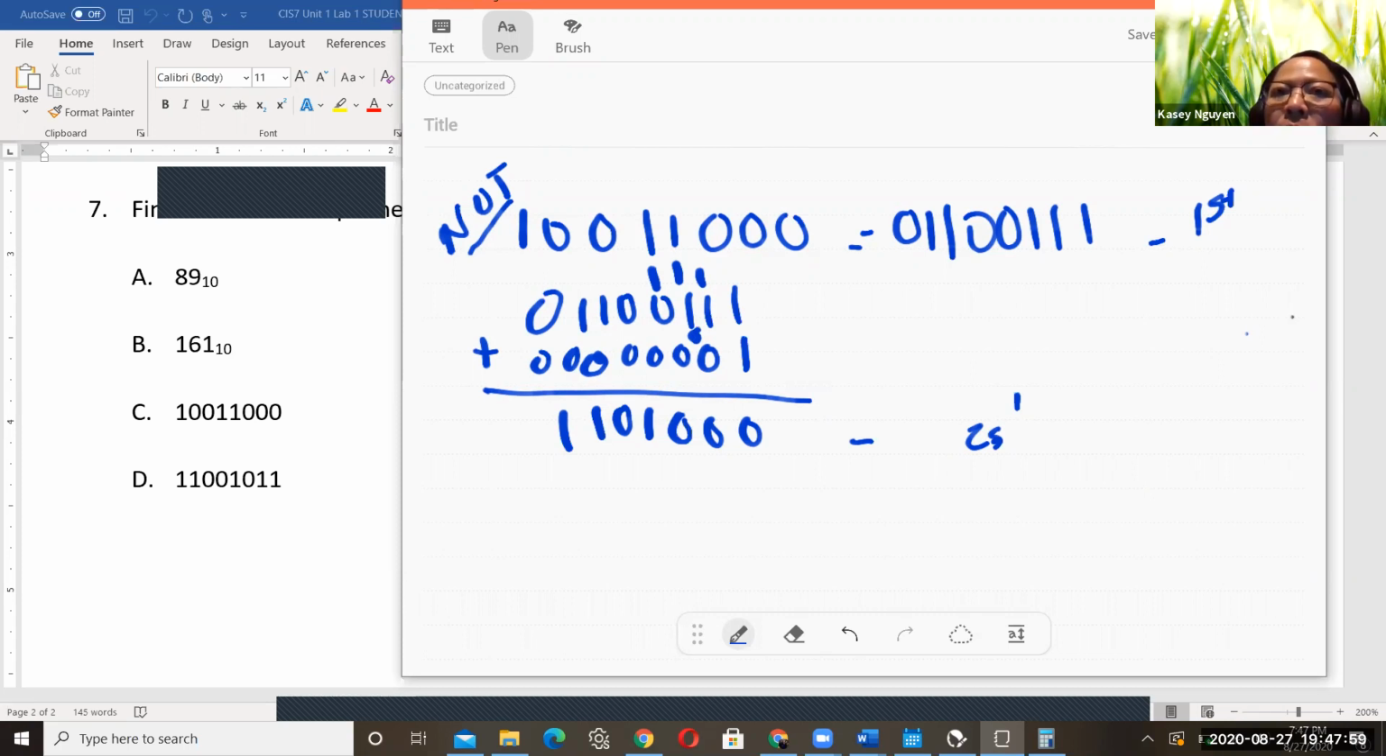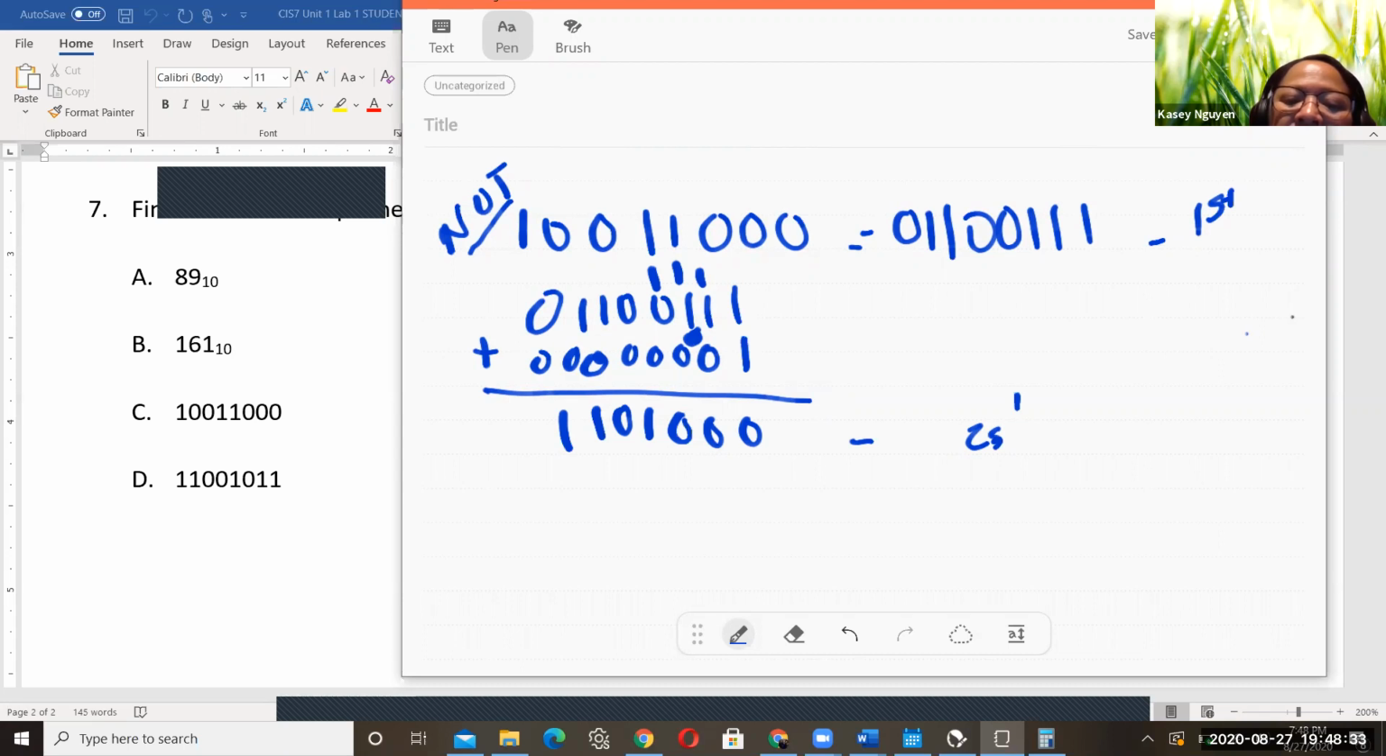So the 2's complement is: take that binary value, flip the bits, and then the second step is to add the 1. So when I add the 1, 1 plus 1 is 0 with the carry. So this is why it's a 0 here. Okay, and then I continue to operate on the carry. 1 plus 1 is a 0 with the carry. 0 plus 0 is a 0. 1 plus 1 is a 0 with the carry. 0 plus 0 is a 0.